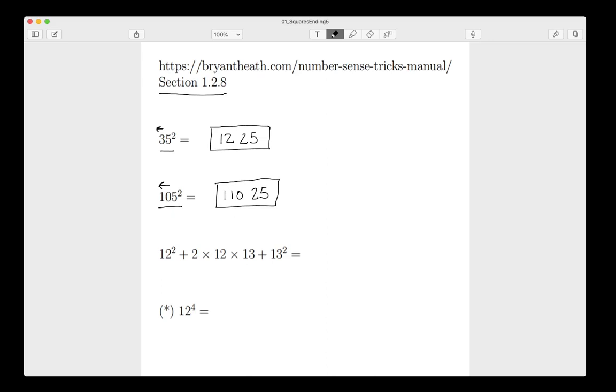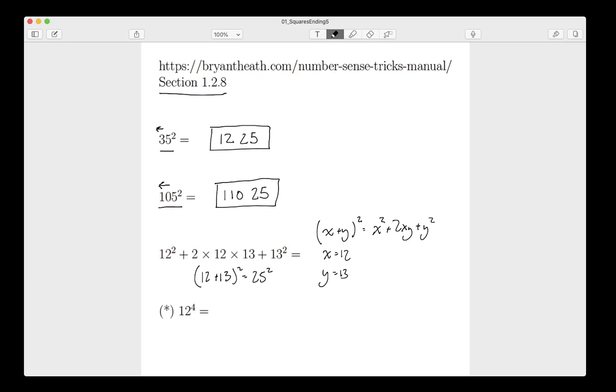And you'll always see some variations on this problem. Here's a simple one: 12 squared plus 2 times 12 times 13 plus 13 squared. If you notice that this is just x plus y squared explicitly stated, which is x squared plus 2xy plus y squared. And here your x would be 12 and your y would be 13. So really what this expression is asking is, what is 12 plus 13 squared, which is 25 squared. So that's where you get this squares ending in 5 trick.